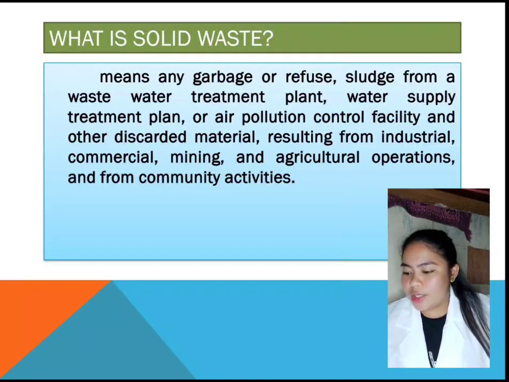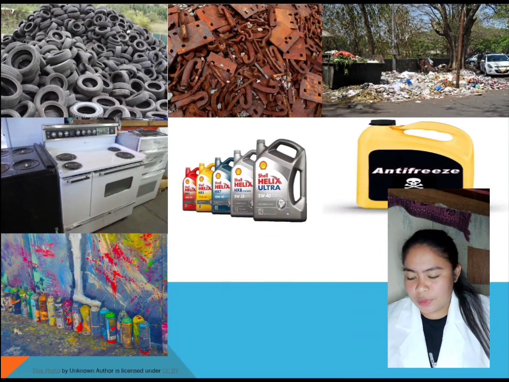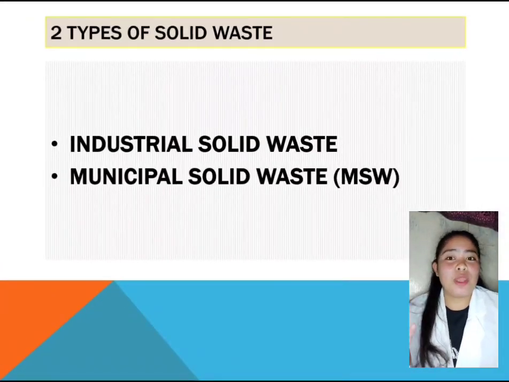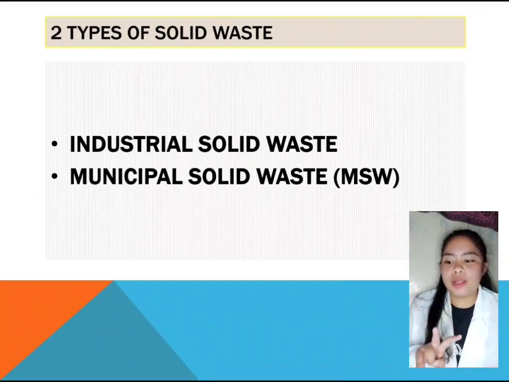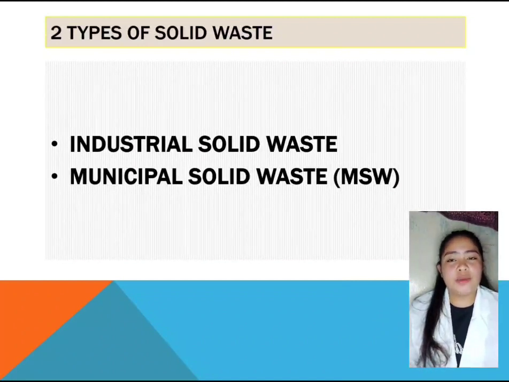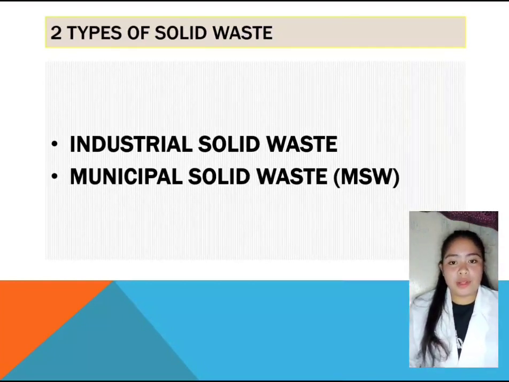So there are examples of solid waste: waste tires, scrap metal, garbage, appliances, and vehicles, oil and antifreeze, paint cans, and a lot more. If waste has two major categories, there are also two types of solid waste, which are the industrial solid waste and the municipal solid waste, or the MSW. But for now, I'm going to tackle first the industrial solid waste.